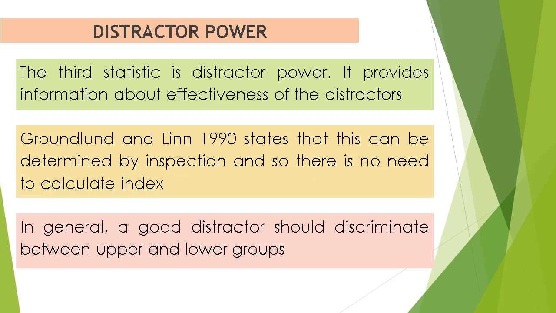And for the distractor power, the third statistic is distractor power. It provides information about the effectiveness of the distractors. Gronlund and Linn, 1990, state that this can be determined by inspection, so there is no need to calculate an index. In general, a good distractor should discriminate between the upper and lower groups.